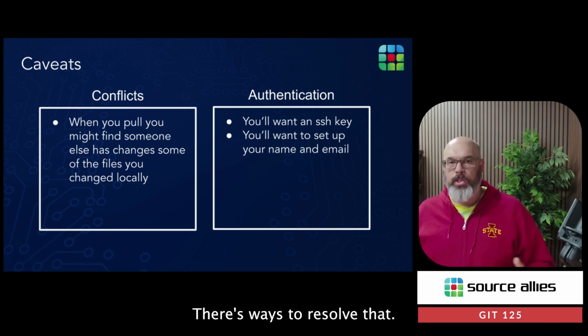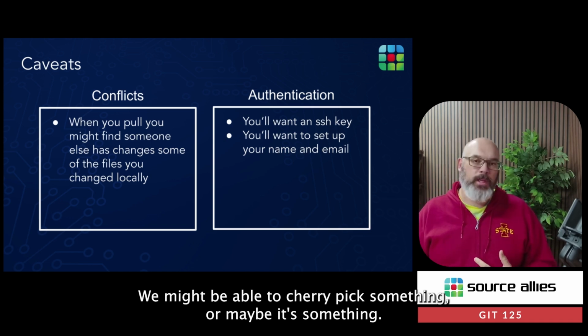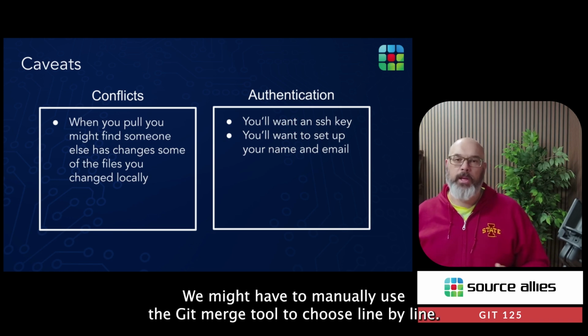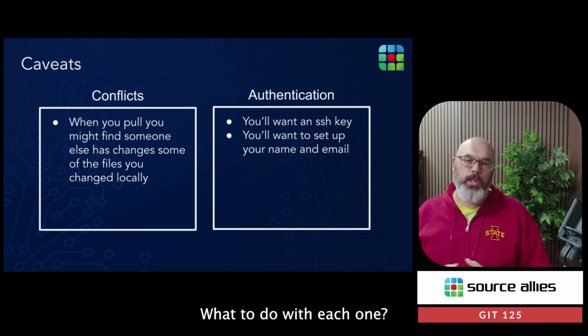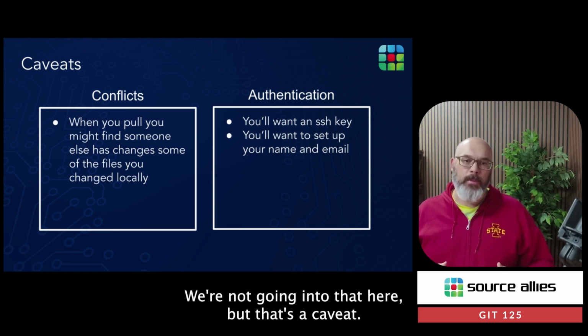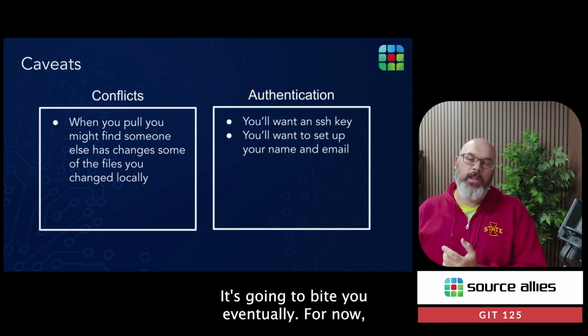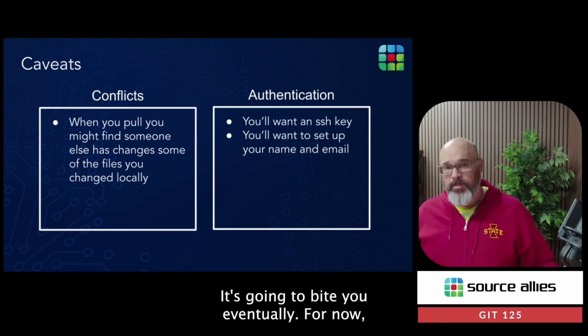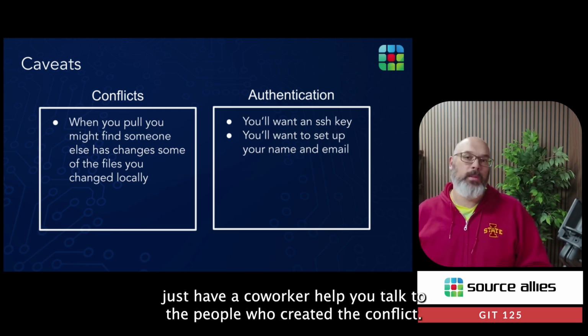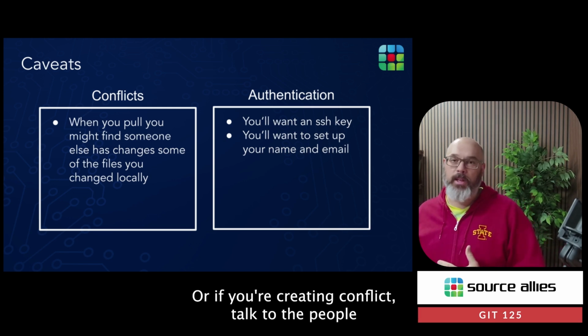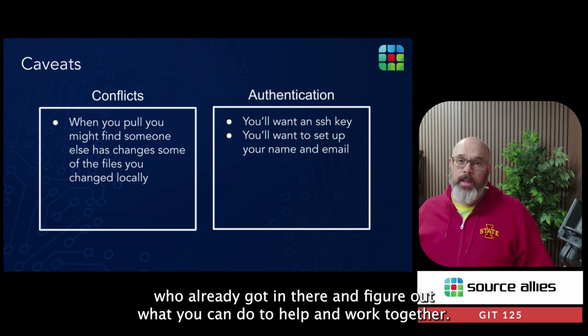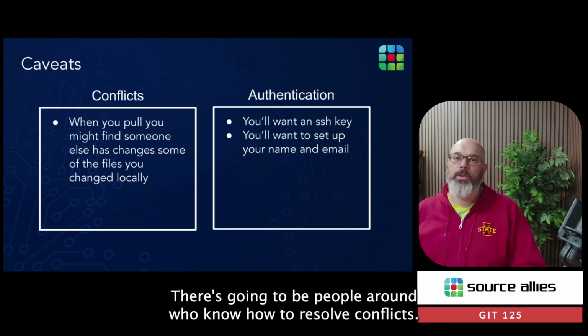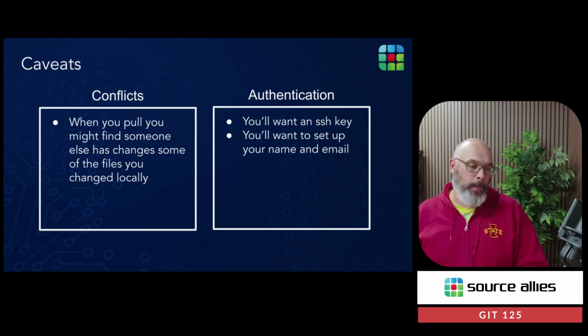There's ways to resolve that. We might be able to cherry-pick something or rebase something. We might have to manually use the git merge tool to choose line by line what to do with each one. We're not going into that here, but that's a caveat. That's something you should be aware of. It's going to bite you eventually. For now, just have a coworker help you. Talk to the people who created the conflict, or if you're creating the conflict, talk to the people who already got in there and figure out what you can do to help and work together. There's going to be people around who know how to resolve conflicts.